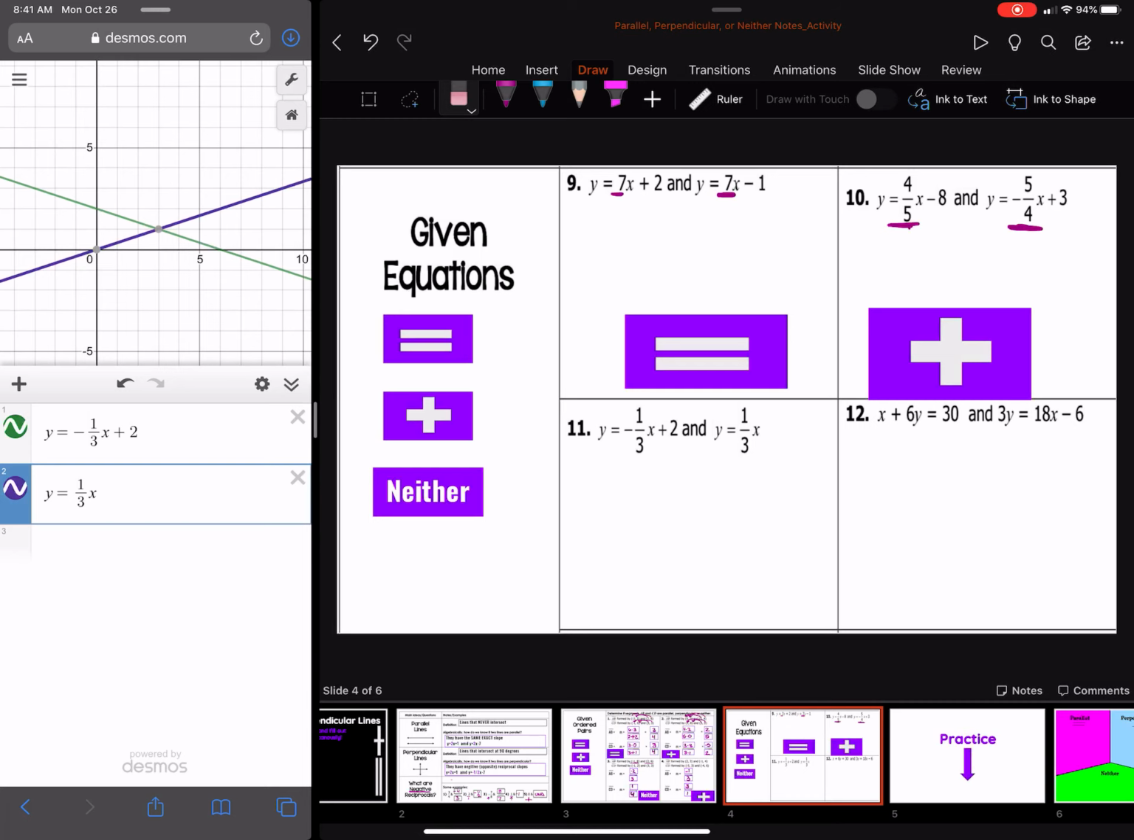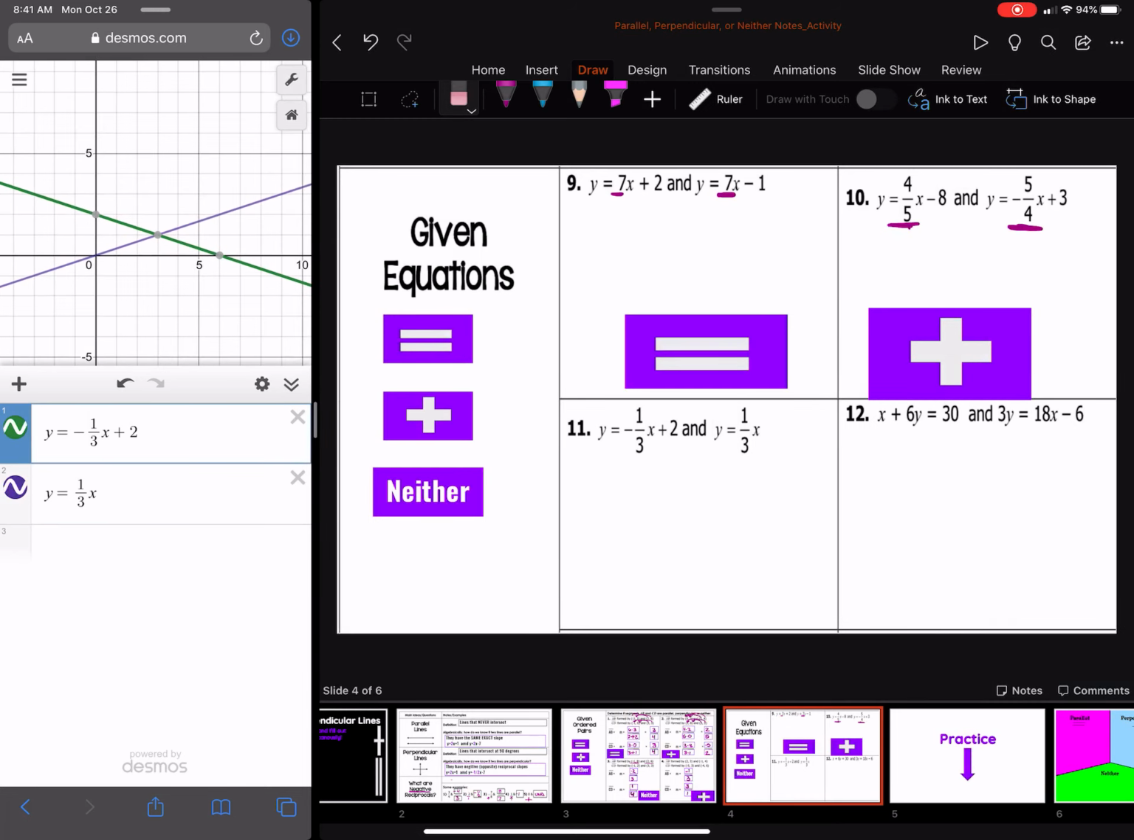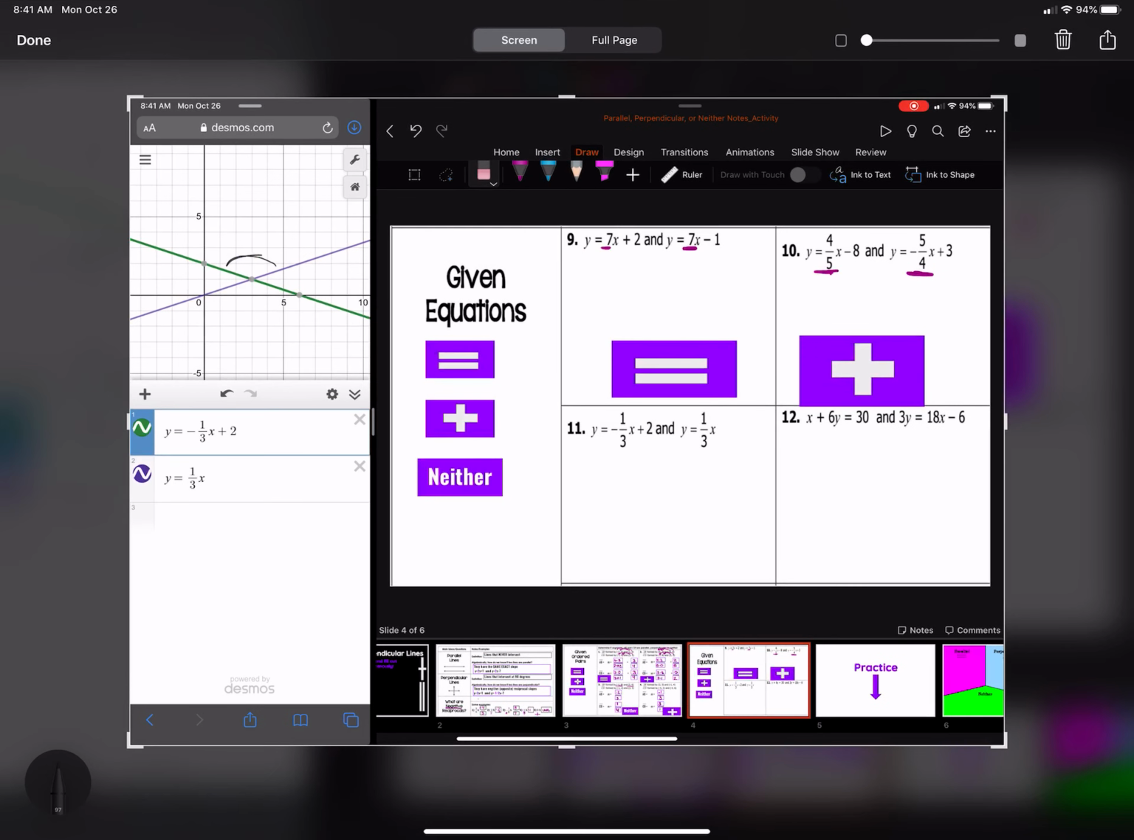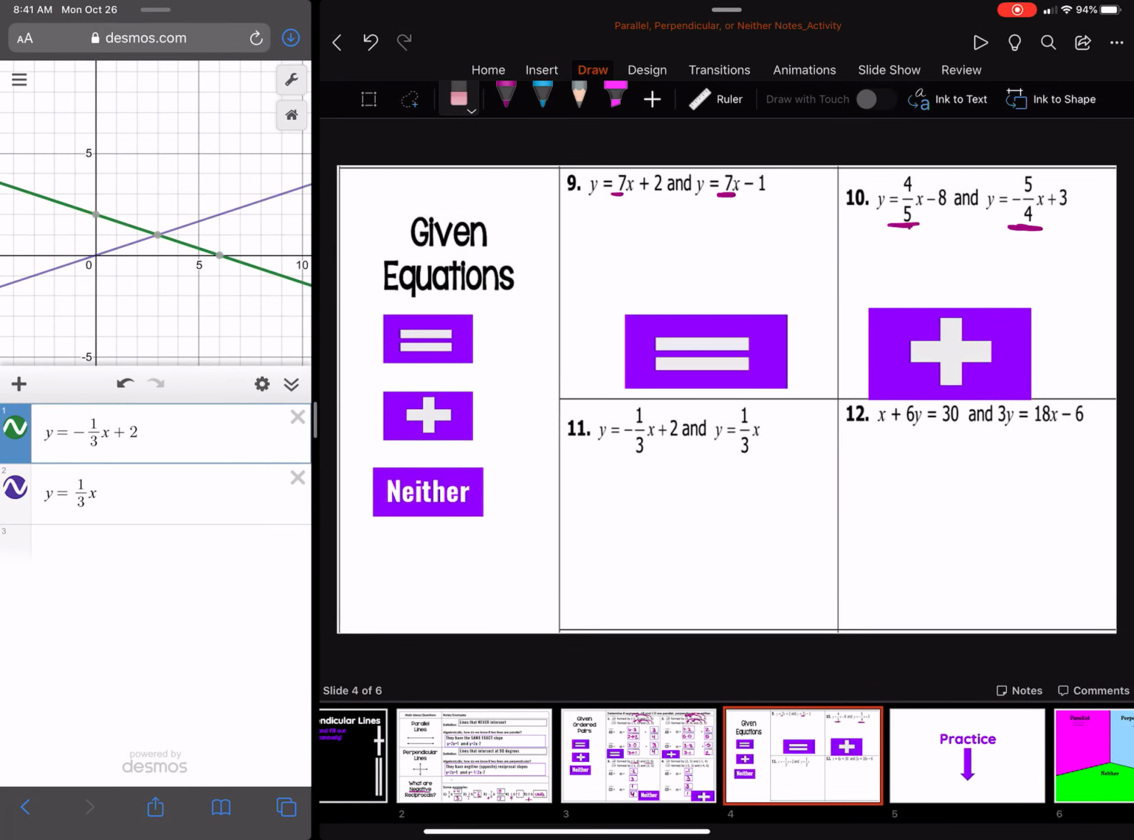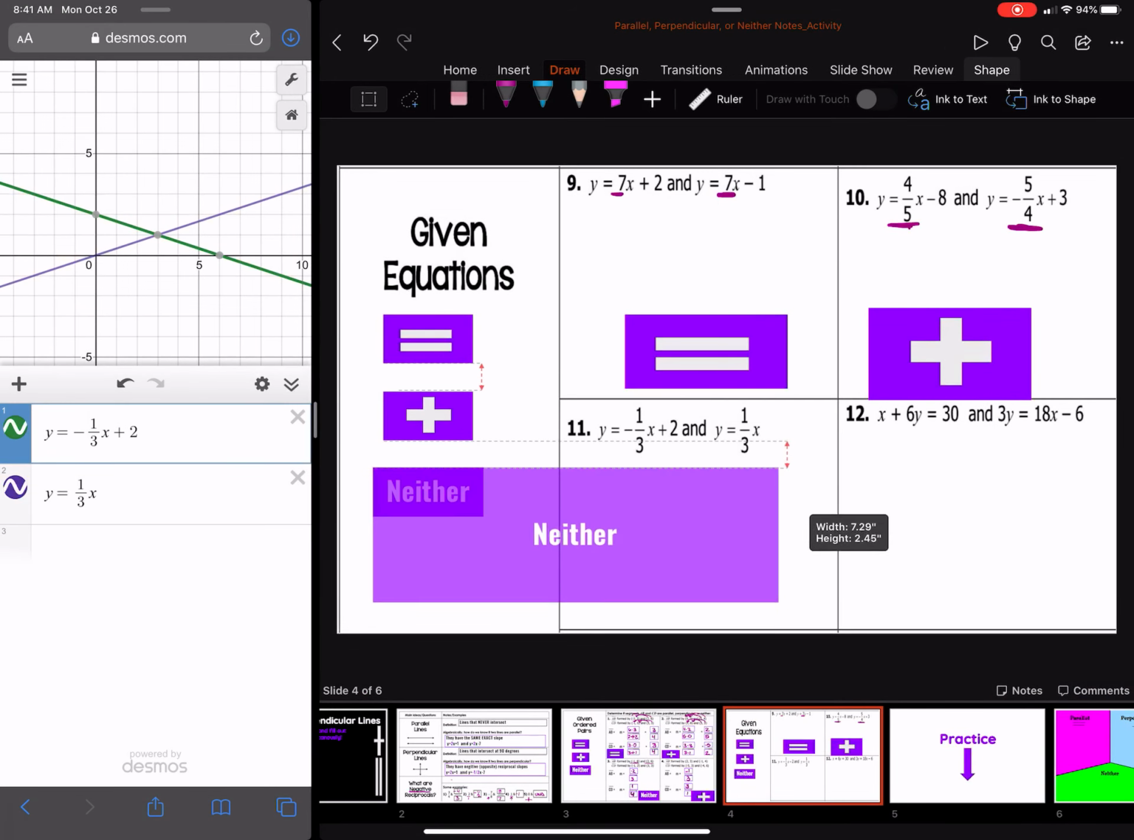Those do cross, but they are definitely not perpendicular. Those look like they have acute and obtuse angles, if you remember those terms. They're definitely not 90 degrees, so this would just be neither. So let's drag this neither sign over, and one more.